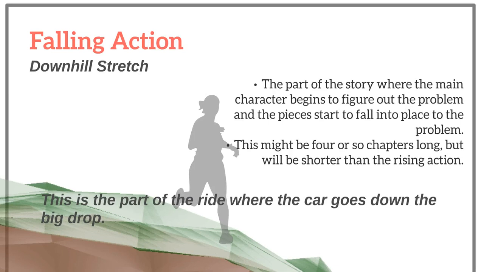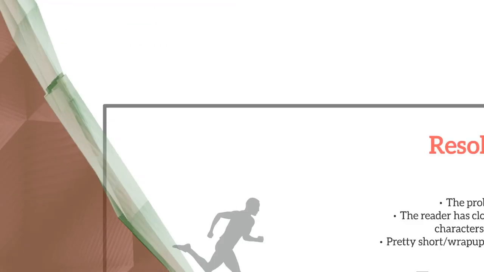And that takes us into the downhill stretch, or falling action, where the main character starts to put the solution to their problem together. It might be 4 or so chapters long, but this is going to be a lot shorter than the rising action because this is the part of your roller coaster ride where the car drops down a drop. So exciting, but fast and over before you know it. And it's, again, showing character development and conflict resolution in here that both tie back to theme.